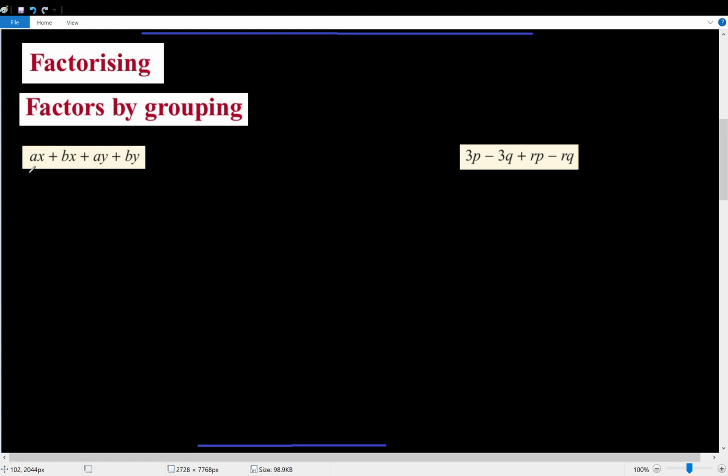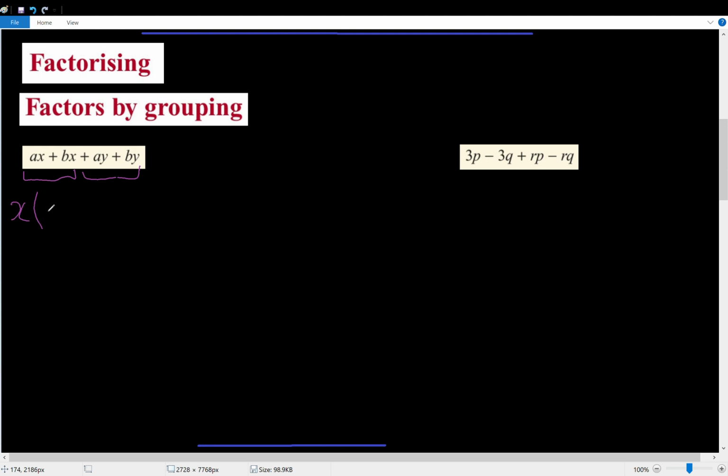If we look at our example on the left here, we have ax plus bx plus ay plus by. They're already grouped together with common factors, where our first 2 terms have a common factor of x and our second 2 terms have a common factor of y. So if we focus on them in pairs, we first look at the first pair, and our highest common factor for ax and bx is x. So we put x outside our brackets, and then we open our bracket.